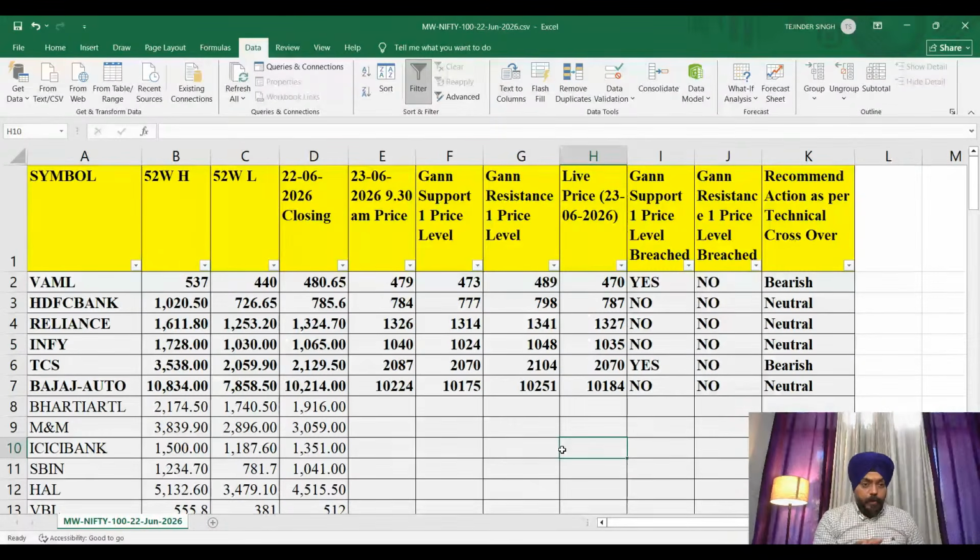So you can see the two stocks here are nearly very close, like TCS, some other stock, Infosys also, and Bajaj Auto also. These are near their support 1 prices. So if you track this for 10-15 minutes in real time, you can analyze it. Next stock is now Bharti Airtel. So let's select the Bharti Airtel stock here.